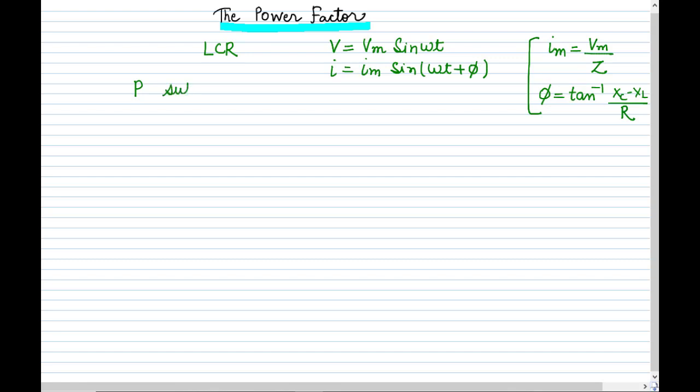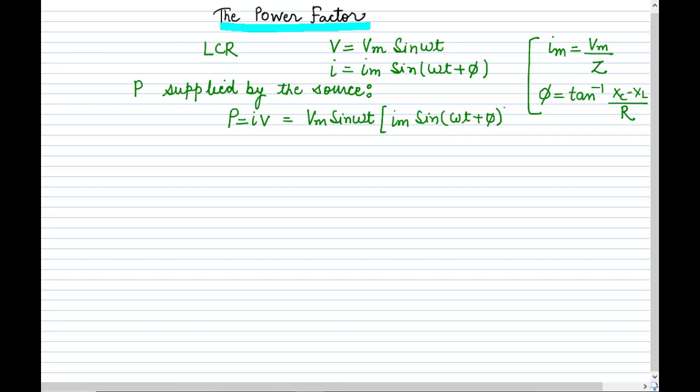Now we want to study the power factor. That means we have to study the instantaneous power P supplied by the source. And power is very simple, because if you know the voltage and the current, you can always write P is equal to IV. So V is Vm sin omega t, because we need not do anything in this, so I'm writing it first. And I is equal to Im sin (omega t plus phi), where phi is the phase difference. So this is the power.